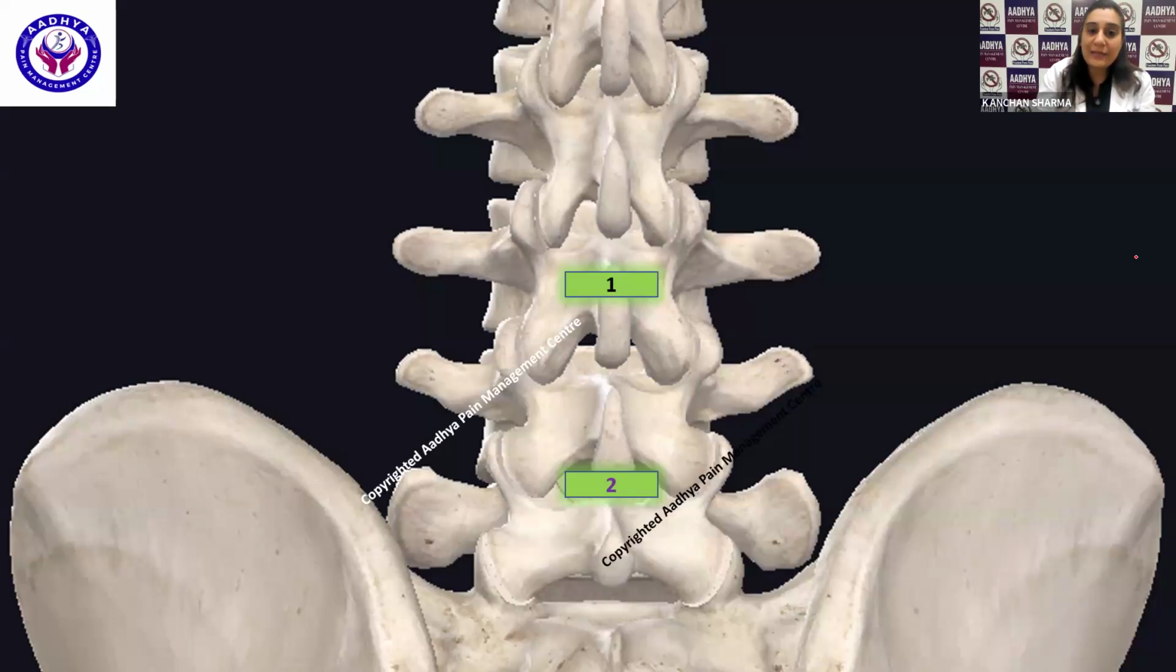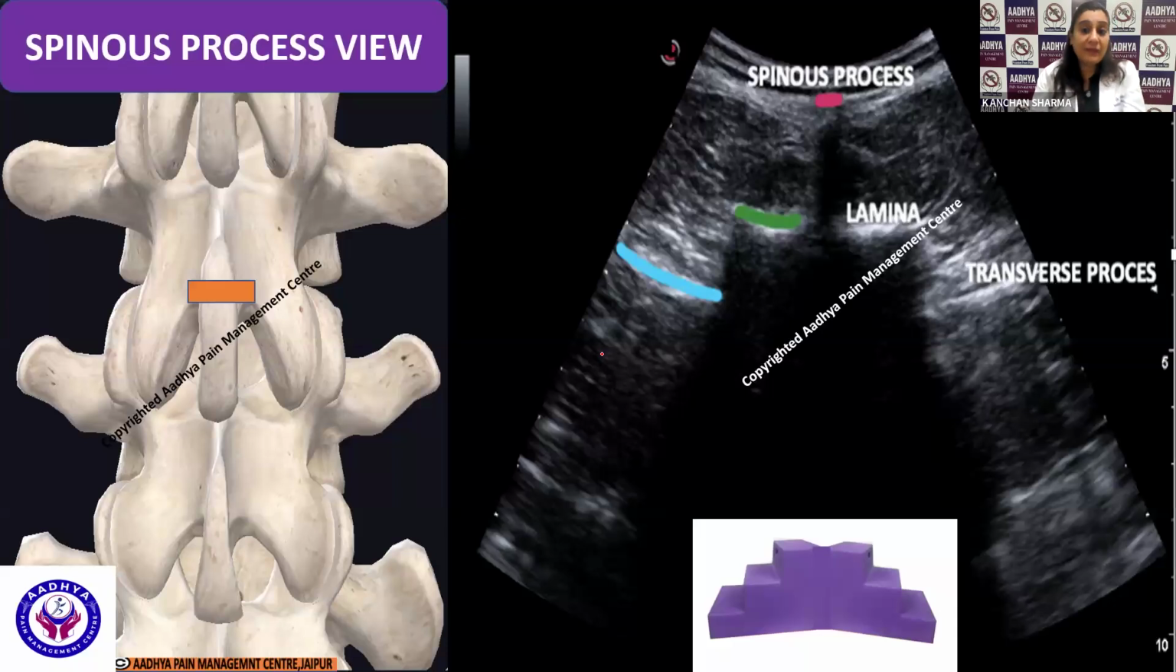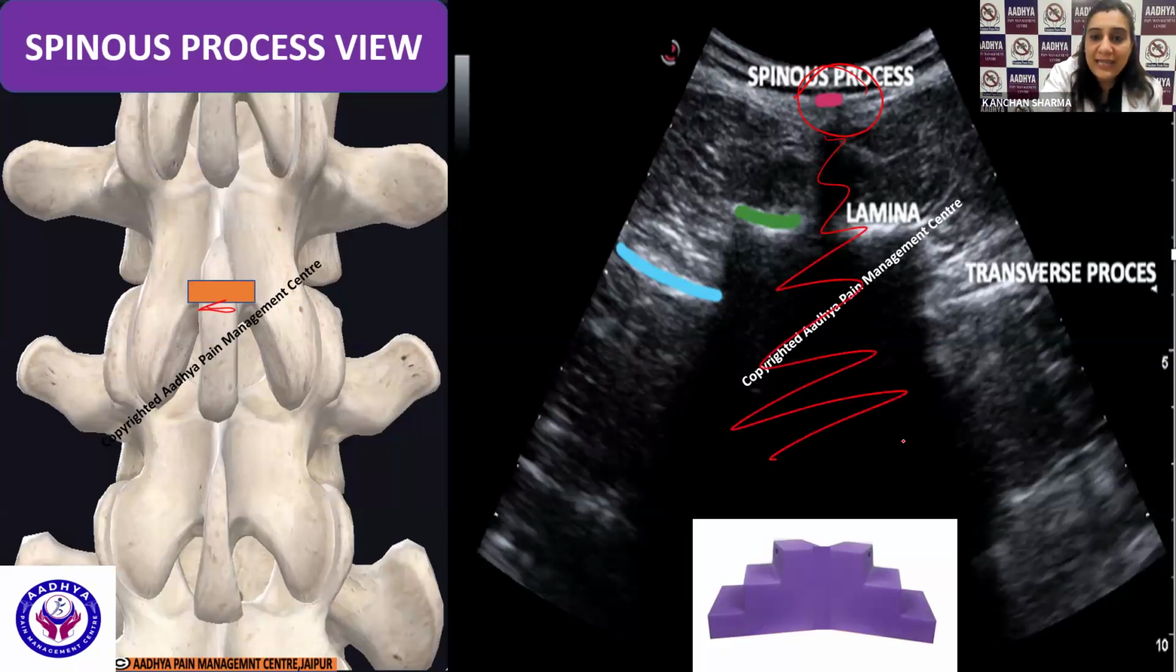So now coming to the lumbar transverse view. Either my probe can be over the spinous process or it will be in between the spinous processes. If it is over the spinous process, I am going to call it the spinous process view. If it is in between two spinous processes, I am going to call it the interspinous process view. Fine. Now how will they look under ultrasound? If my probe is over the spinous process, then obviously I have a bone and I will have just a posterior acoustic shadow. I will not be able to see anything here.